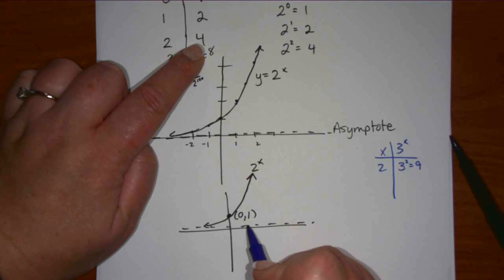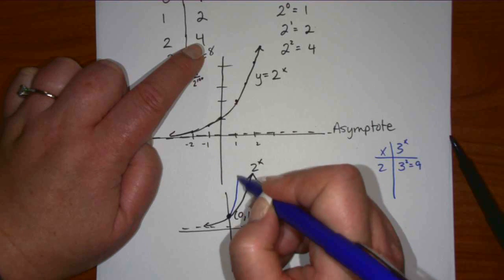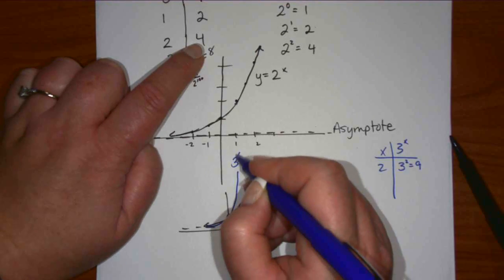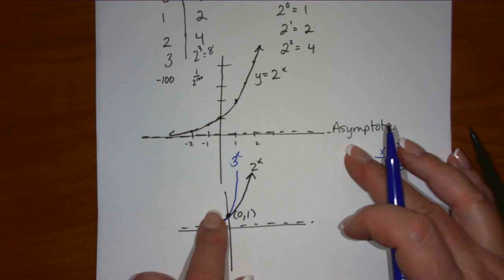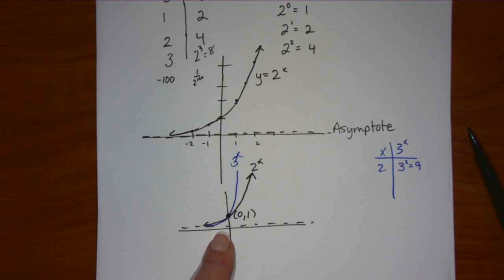So instead of 4, we're getting 9. So is it going to be higher up? Yeah. But it'll still go through the same point. It's actually going to be lower on this side. That's not a very good graph. I should fix that. It'll be lower on this side because the fractions will be smaller because the bottom will be bigger. A 3 on the bottom is bigger.